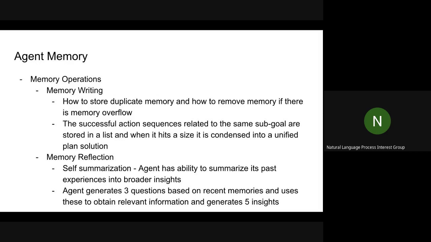And then the memory reflection, there's self-summarization. So the agent has the ability to summarize its past experiences into broader insights. The agent generates 3 questions based on recent memories and uses these to obtain relevant information. This is what we're talking about regarding the generative agents paper, right? How it's transferring the short-term memory into long-term memory and having this reflection process.